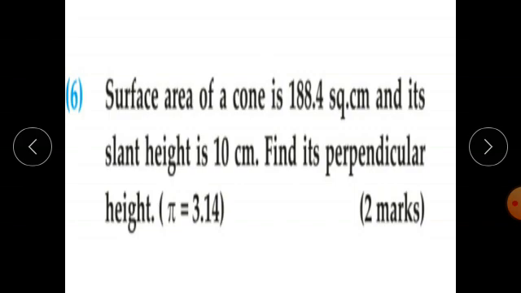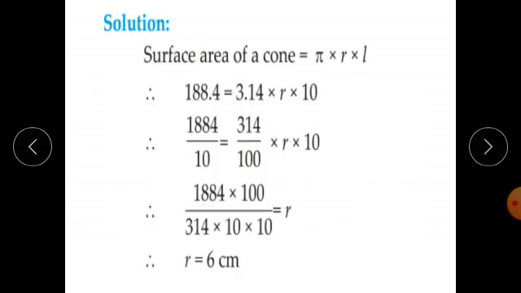So first use the formula of surface area of a cone. Surface area of a cone equals pi r l, means pi into r into l, and surface area of the cone is given as 188.4. The value of pi is given as 3.14. So 188.4 equals 3.14 into r into, and slant height is given as 10. So 188.4 we can write as 1884 upon 10, equals 3.14 we can write as 314 upon 100 into r into 10.